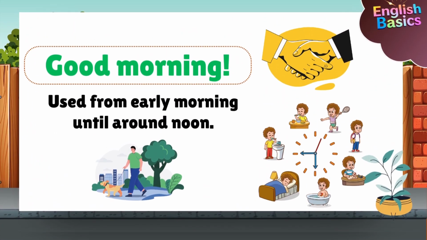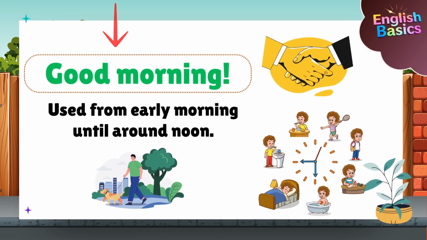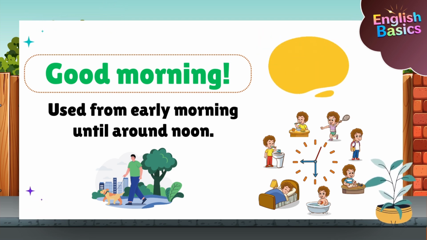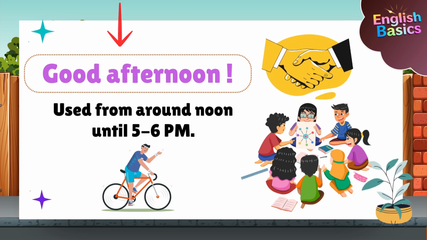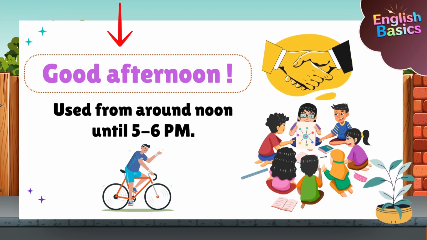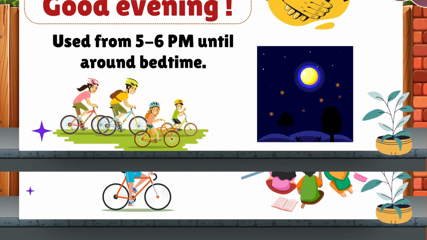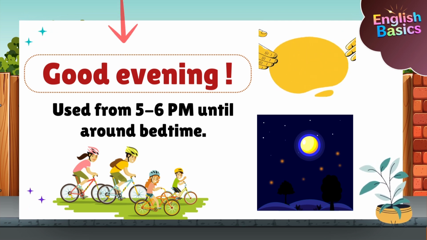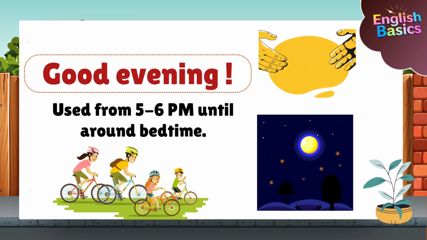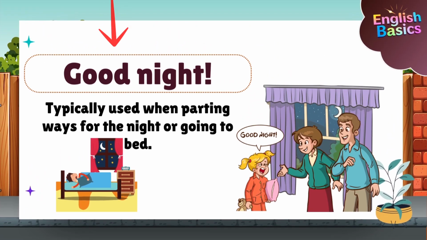When should we use these time-specific greetings? Good morning is used from early morning until around noon. Good afternoon is used from around noon until 5 to 6 p.m. Good evening is used from 5 to 6 p.m. until around bedtime. Good night is typically used when parting ways for the night or going to bed.